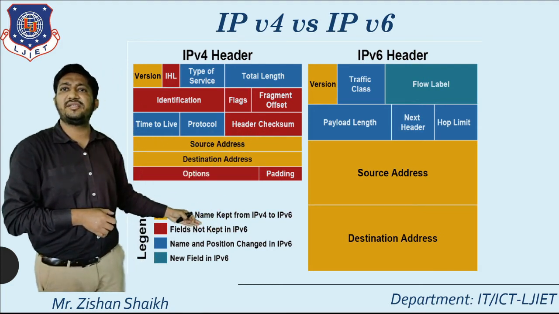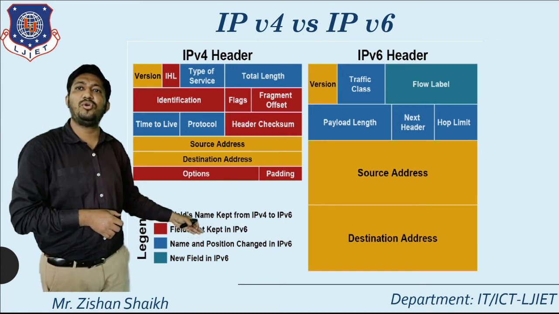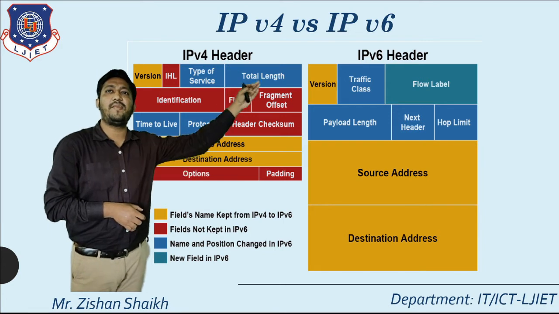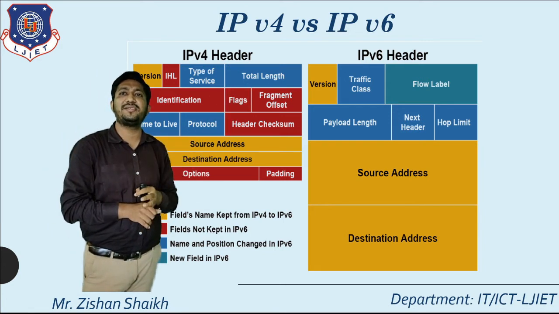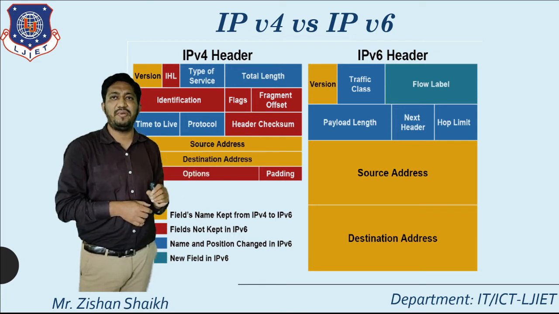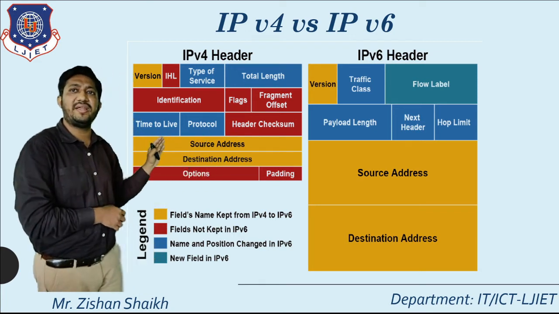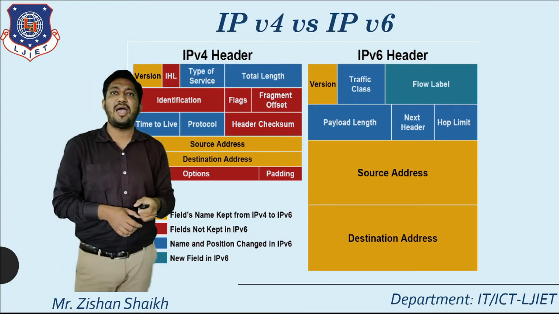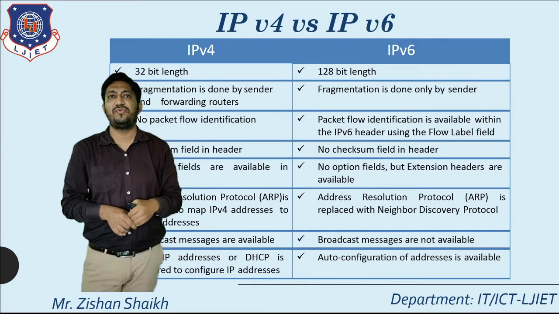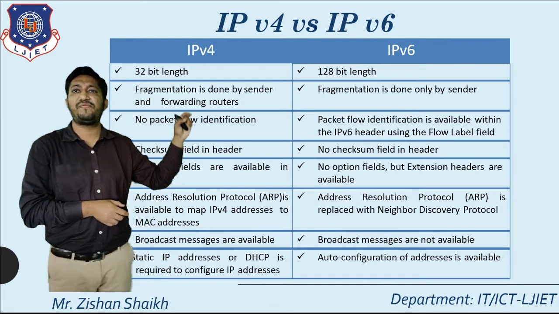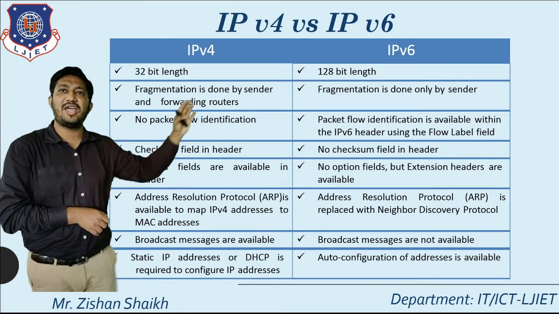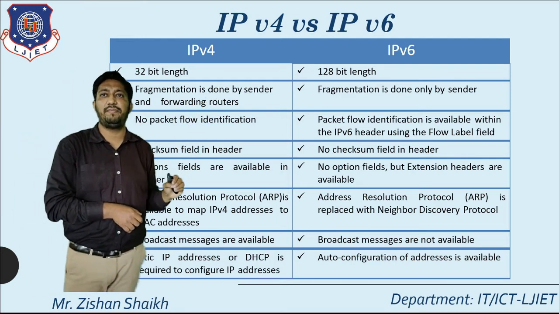Now the remaining one, in green color, is the new field in IP version 6. That is flow label. Flow label is newly introduced in IP version 6 and is not available in IP version 4. So this is the basic comparison of headers. Now I am discussing, lastly, exactly what the differences are between IP version 4 and IP version 6. Our first difference is that IP version 4 contains 32 bits of length, whereas IP version 6 contains 128 bits.